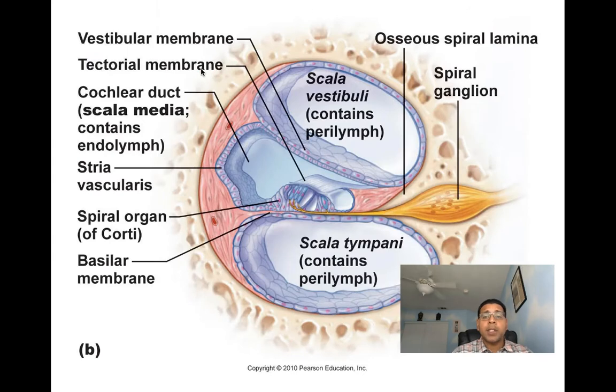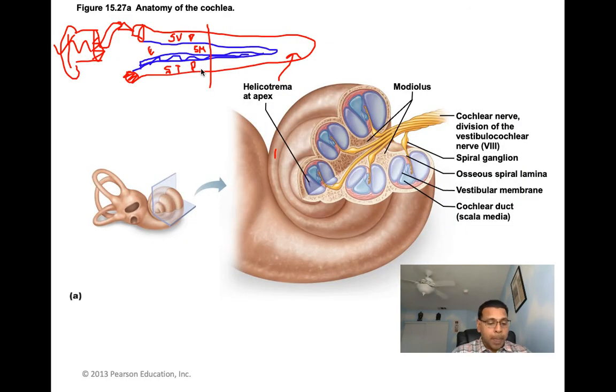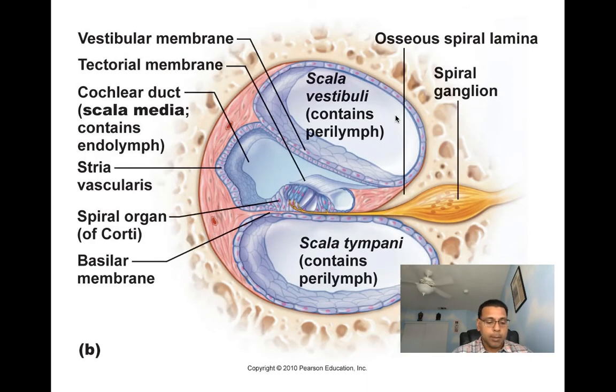The scala vestibuli and the scala tympani are continuous with each other, you can see, at the cochlear apex, or we can refer to it as the helicotrema. The roof of the cochlear duct is formed by the vestibular membrane, we can see right up in here. And then the floor is formed by the basilar membrane, which is going to play a role in sound reception.